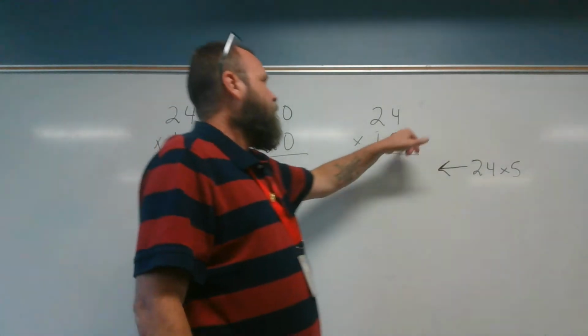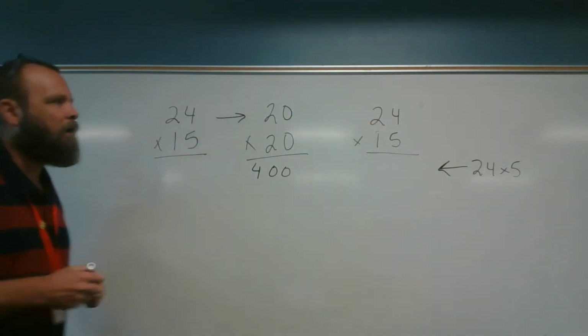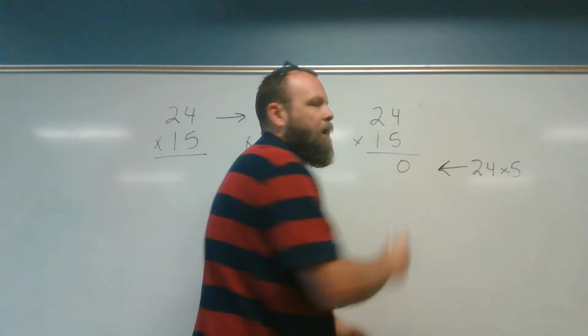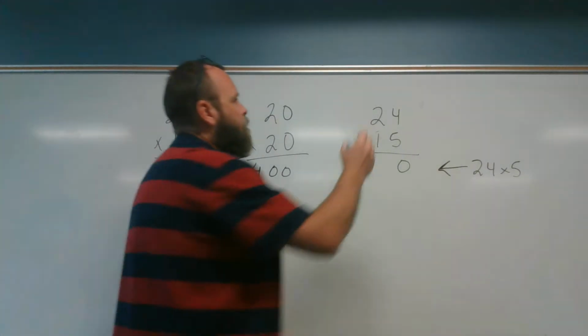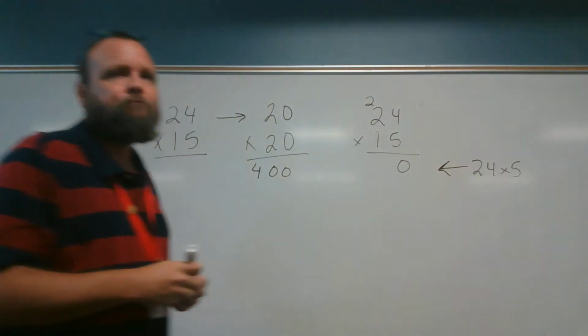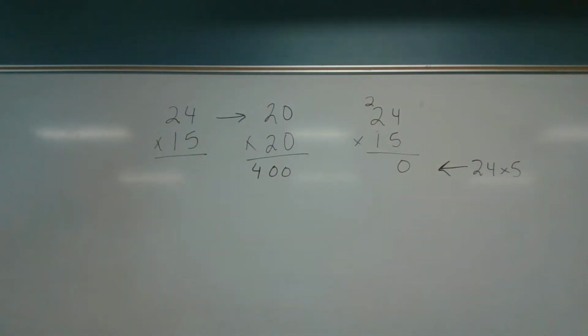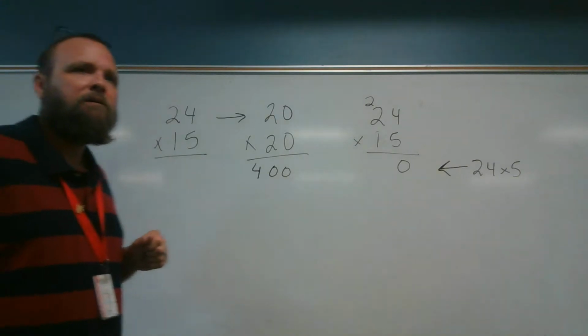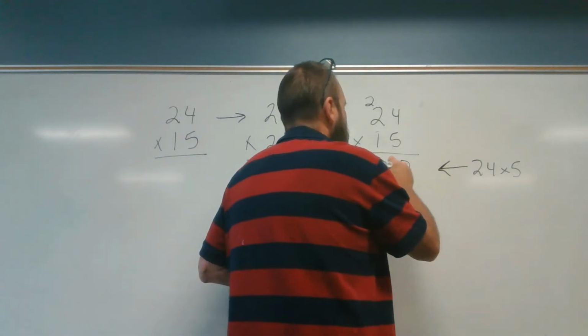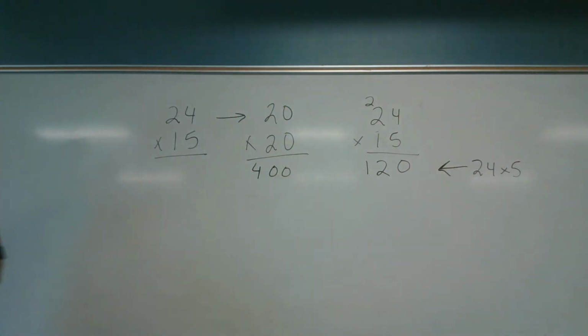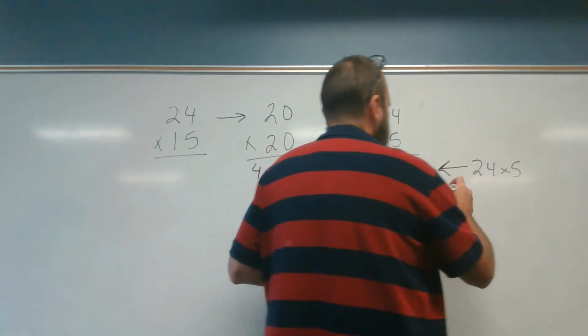So Matthew B, 5 times 4 is 20. That's 0, so I have 20 ones. So that means I have 0 ones and 2 tens. Matthew B, 5 times 2, 10 plus 2, 12. So 24 times 5, the product is 120. The product is 120.